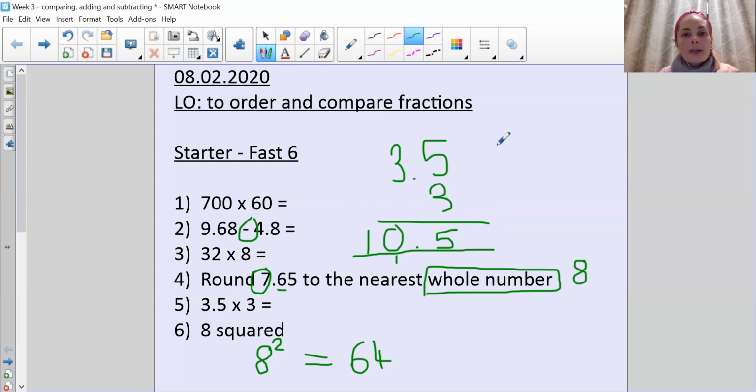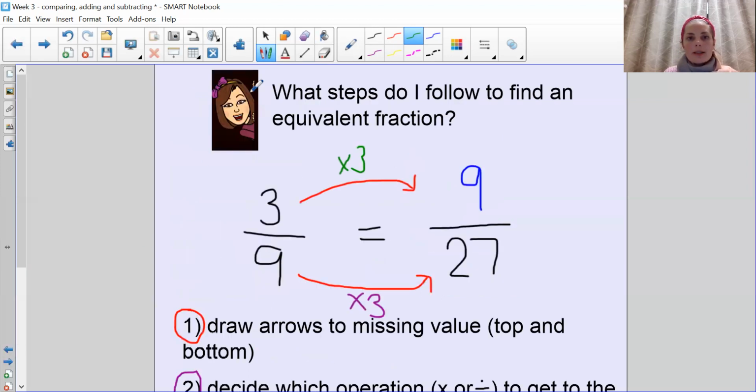Okay, so hopefully you've done really well with your starter. So we're going to move on now to our questions. Just a little bit of a recap for you: the steps that we need to follow to find equivalent fractions.